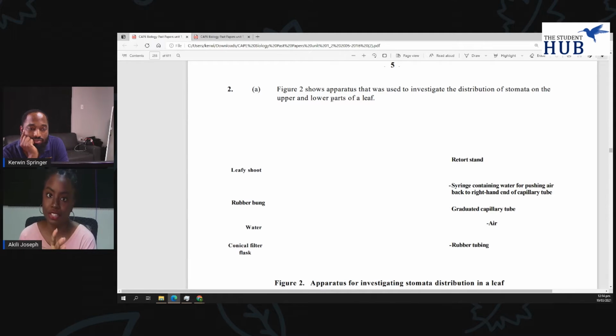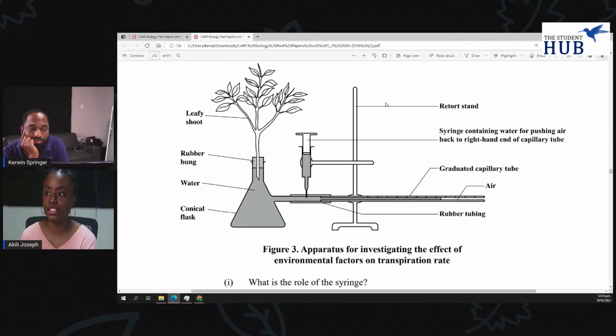But let's get the introduction. Figure 2 shows apparatus that was used to investigate the distribution of stomata on the upper and lower parts of a leaf. And then they gave you the diagram, which should look like this, right? As I said, this is the diagram from the 2011 paper, but it's this exact same diagram.